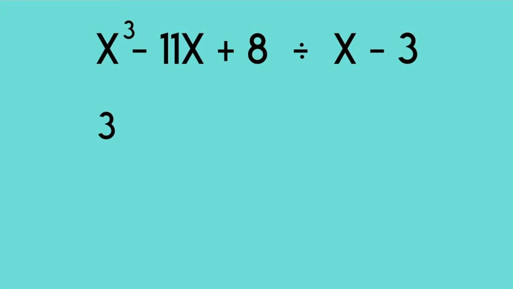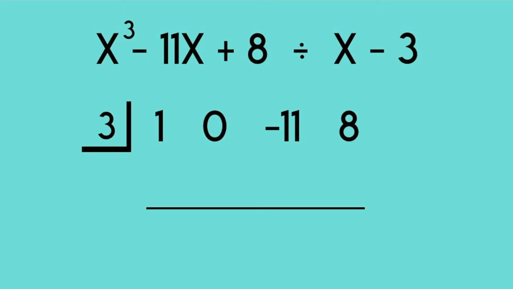Step 2. List all the numerical coefficients on the first line. If there is a missing degree, you'd always substitute it with 0. Step 3. Separate the divisor and the numerical coefficients with the mirrored L. Step 4. Bring down the leftmost number, which is 1. Step 5. Multiply that number with the divisor, which is 3. Put the product below the second number and then add.